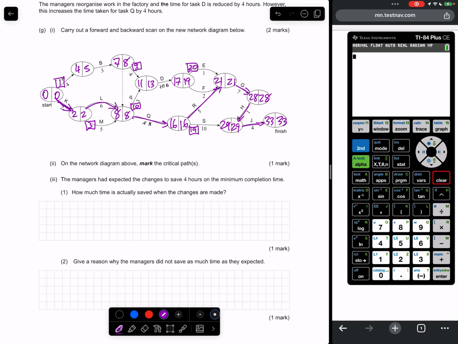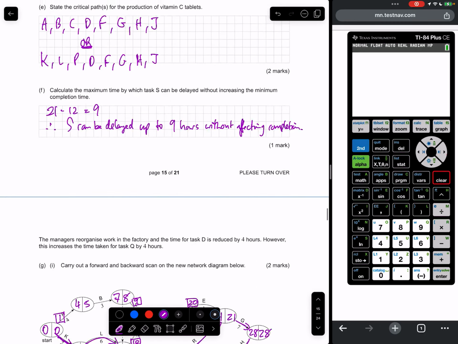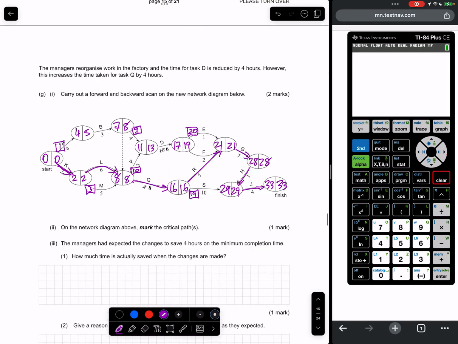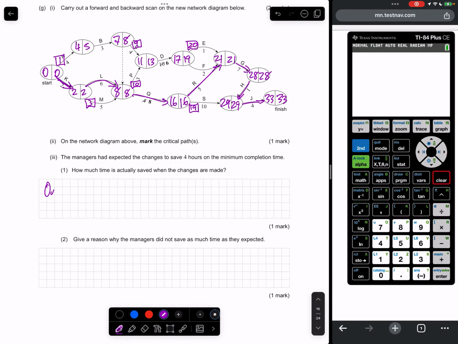The managers had expected the changes to save 4 hours on the minimum completion time. How much time is actually saved? It used to be 35. Only 2 hours are saved.